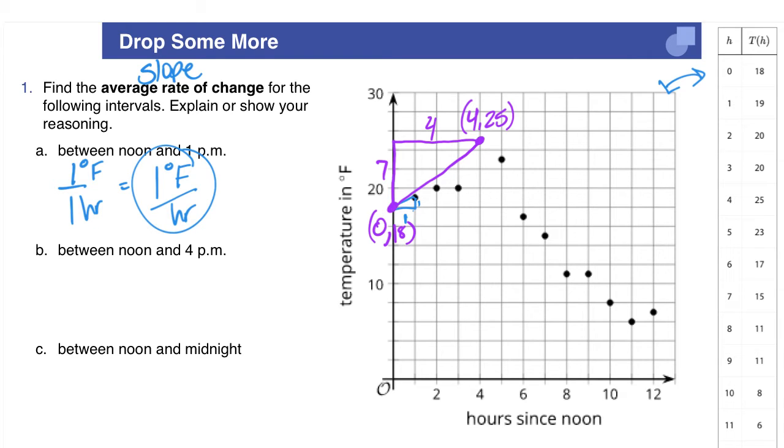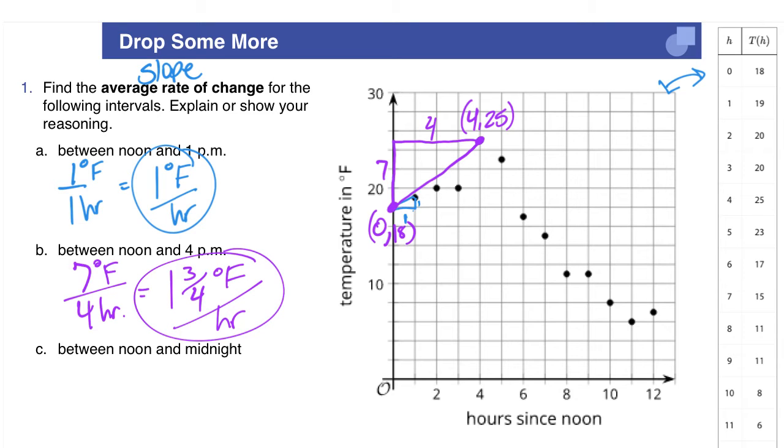So my average rate of change is just the slope. So it's going to be my rise with 7 degrees Fahrenheit over my run of 4 hours, which would simplify to 1 3/4 degrees Fahrenheit per hour. And it's positive, so I know it's getting warmer by that much per hour.